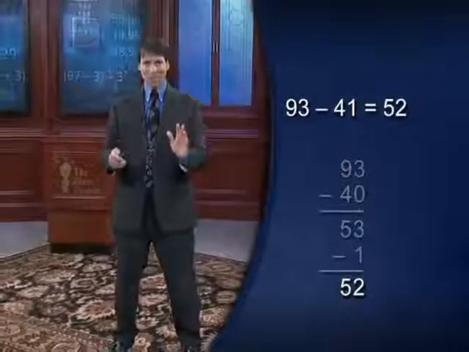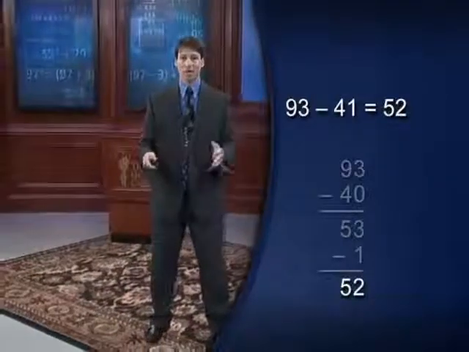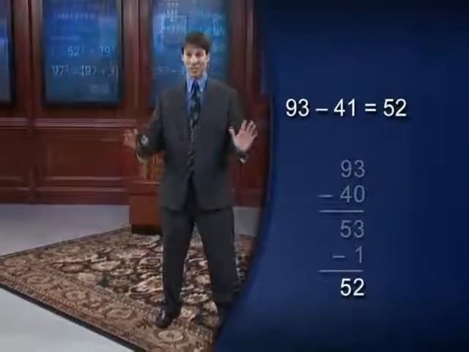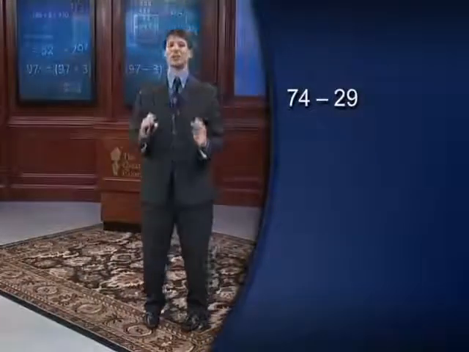Now that problem was easy because of the ones digit. The 3 is bigger than the 1, and that made things easier. Let's try 74 minus 29. That'll be a little trickier. Now there are two ways you can do this.